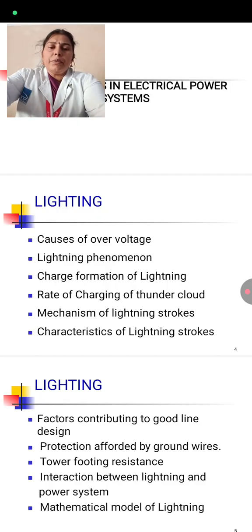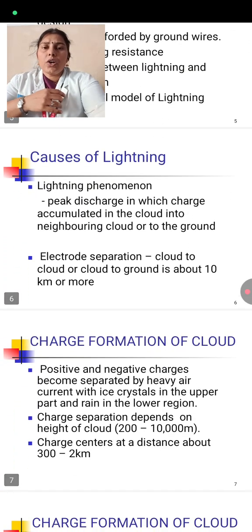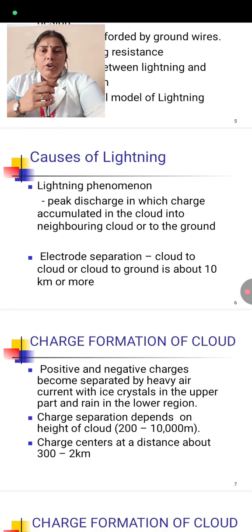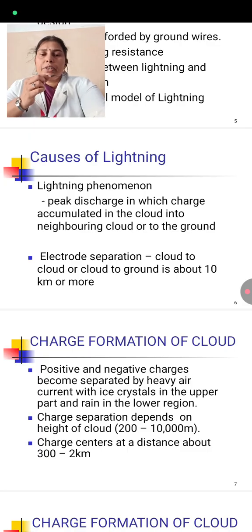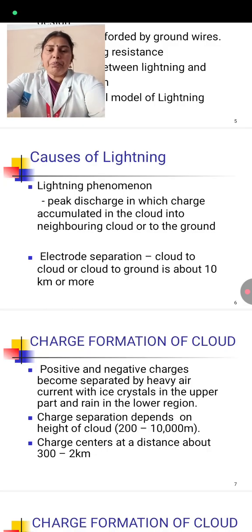To start with, let us see the causes of lightning. Lightning phenomena occur due to the peak discharge in which charge accumulated in the cloud discharges into the neighboring cloud or to the ground, and the electrode separation, cloud to cloud or cloud to ground, is about 10 km or more. The positive and negative charges become separated by heavy air currents, with ice crystals in the upper part and rain in the lower region. Charge separation depends on the height of the cloud, which may be 200 to 10,000 meters. Charge centers are at a distance of about 300 m to 2 km.